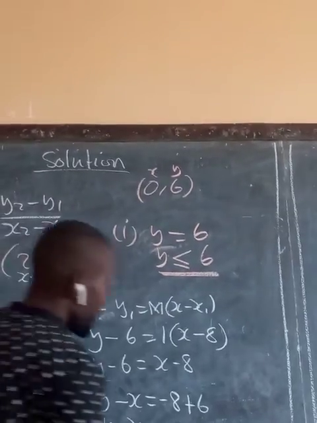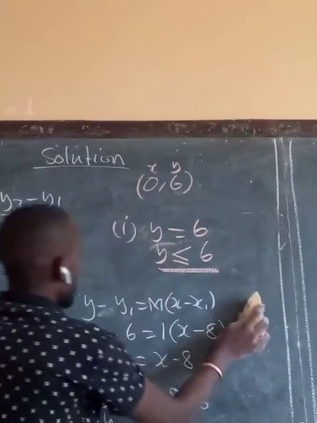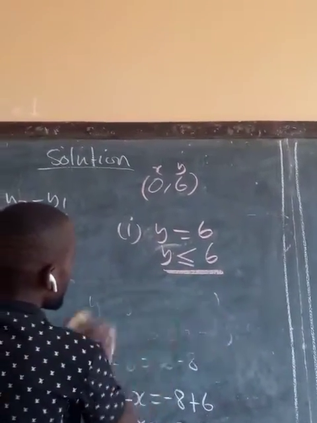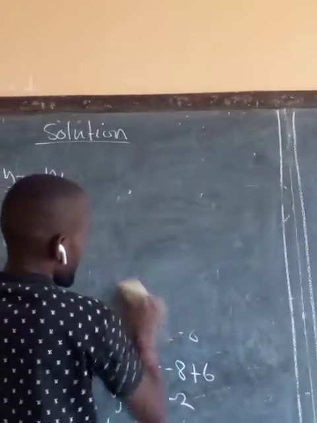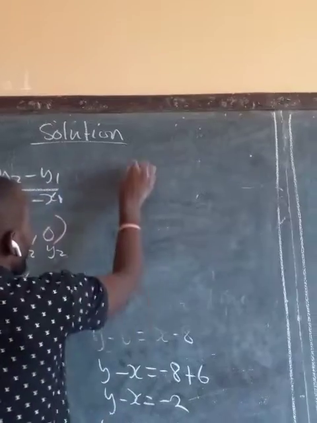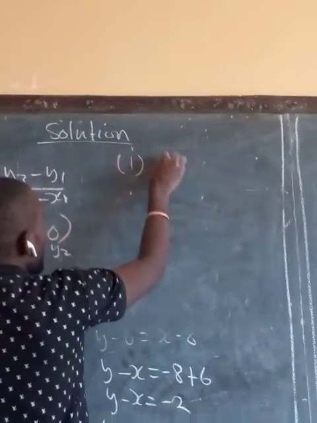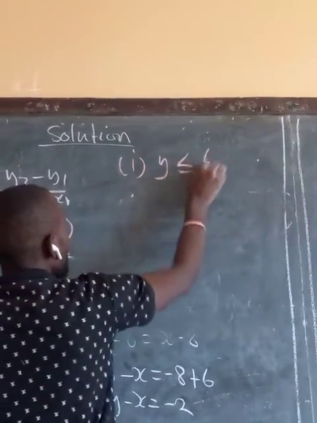And now I erase here, and I write my inequalities. So we are saying that the first inequality, they said we should find 3, but the first is y is less than or equal to 6.